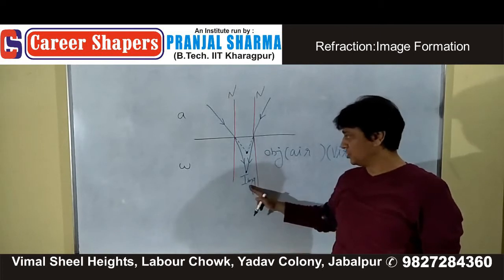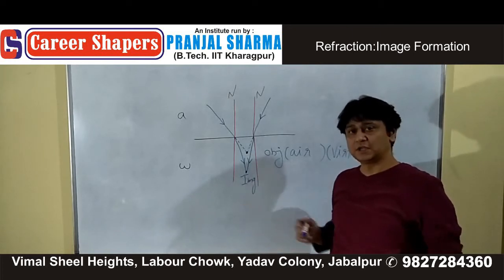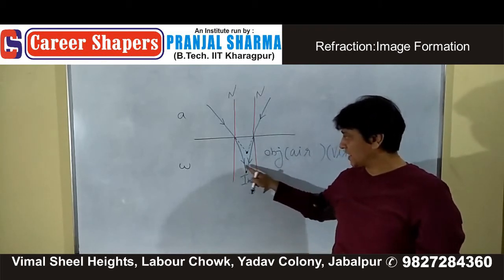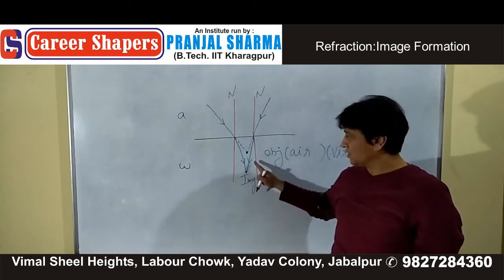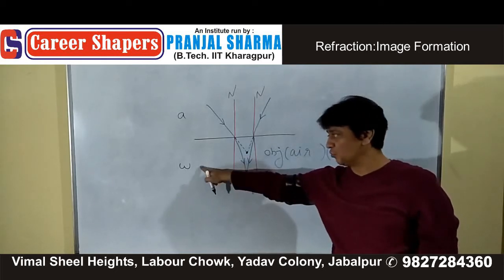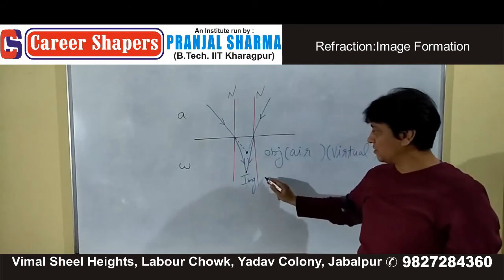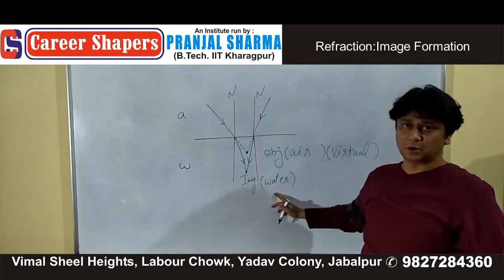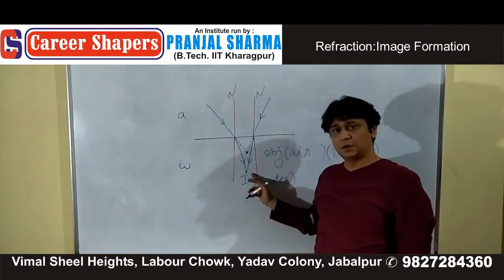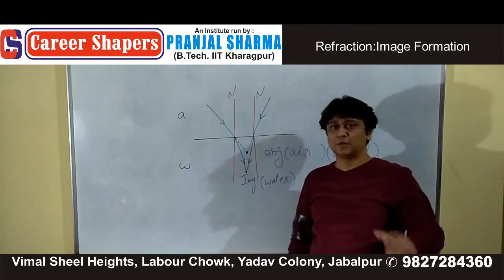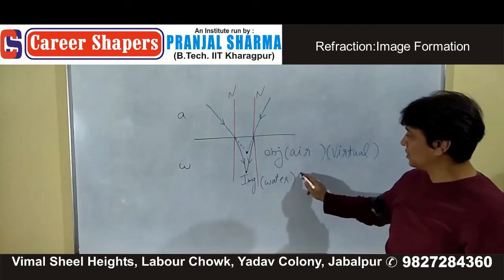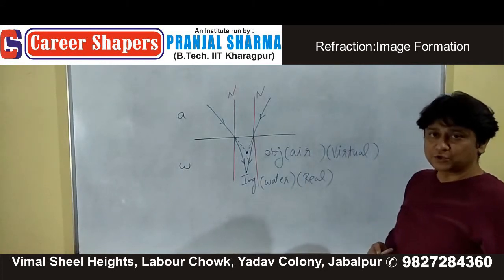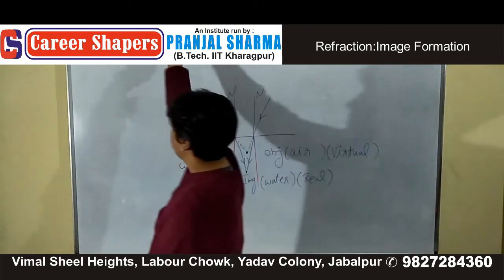Now what is the medium of the image? Is it real or virtual? Decide it. Now look here. The intersection of refracted rays gives us what image? These refracted rays are in water. If refracted rays are in water, then this image is also in water. To you, it appears in water. It is also present in water. There is no contradiction, and therefore this is what? Real.